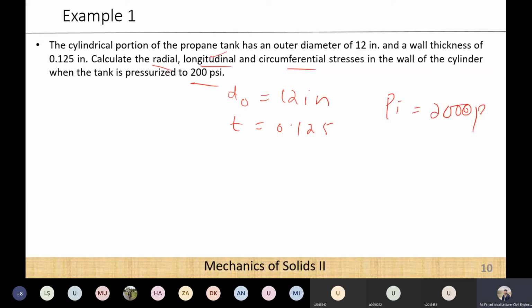So first thing, we have already derived the formula for the hoop stress. Let's say that formula was PD over 2t. So we have been given the outer diameter of the cylinder and the thickness. So what will be the inner diameter?